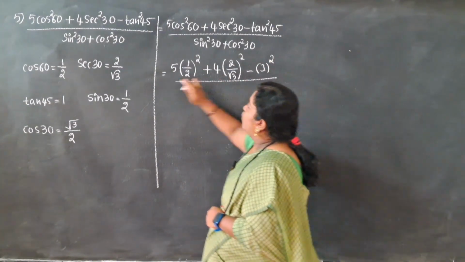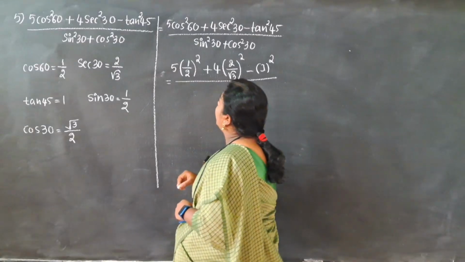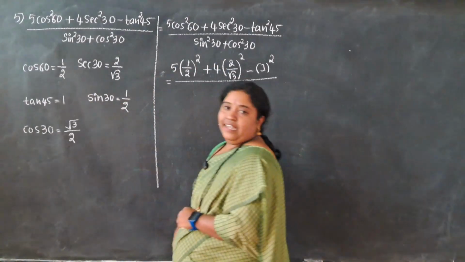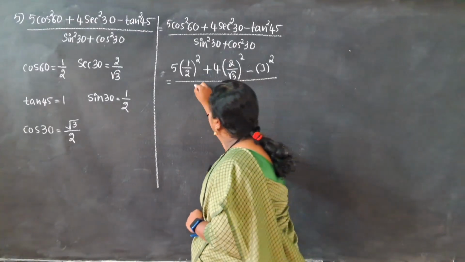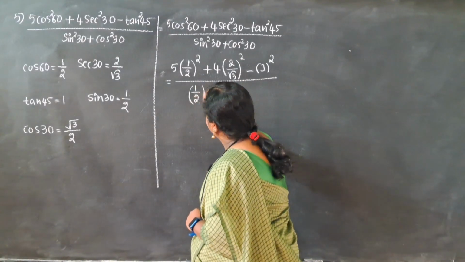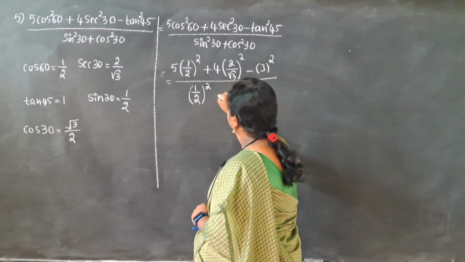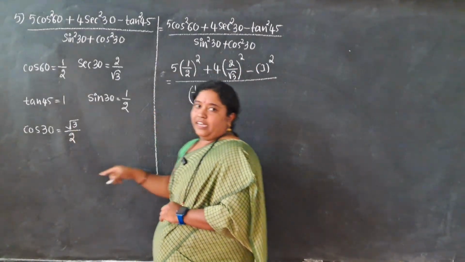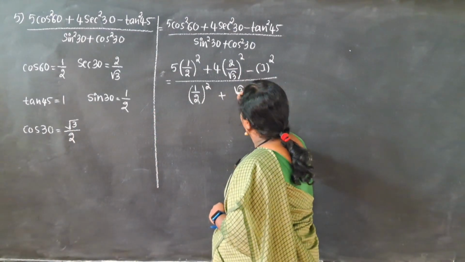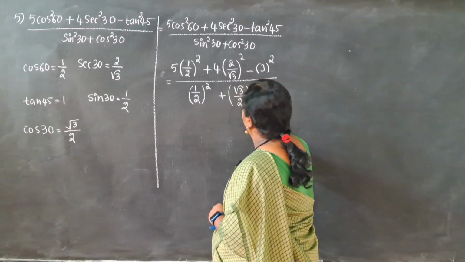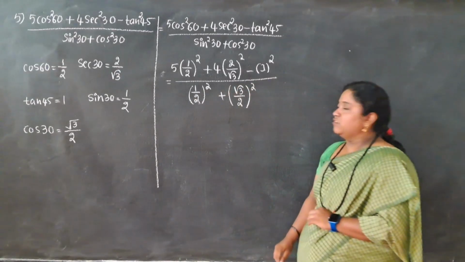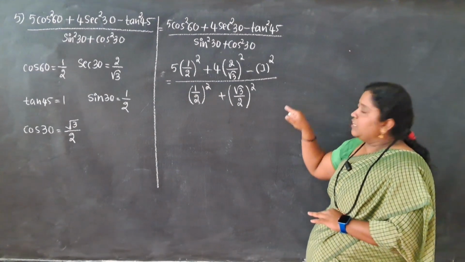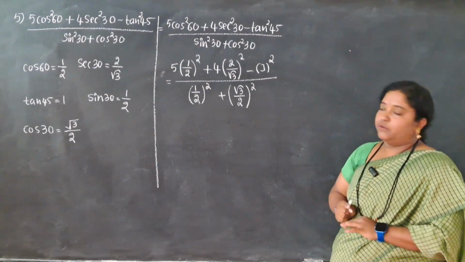Whole divided by, what is there in the denominator part? sin 30 is 1 by 2, so I'll be writing here 1 by 2 the square, plus cos 30, which is root 3 by 2, so root 3 by 2 the whole square. This is where I have substituted all the required values. First we'll square them, after that we are going to simplify it.